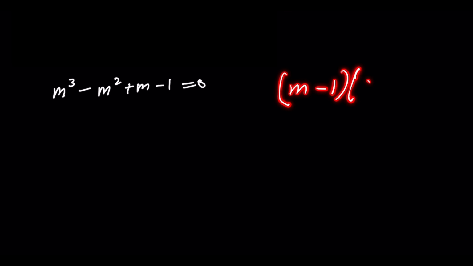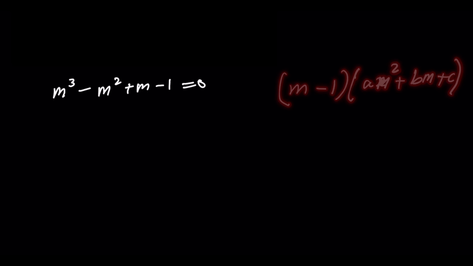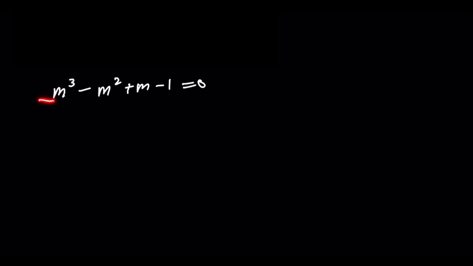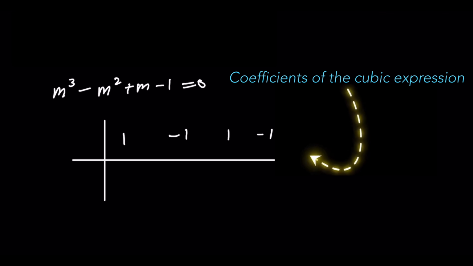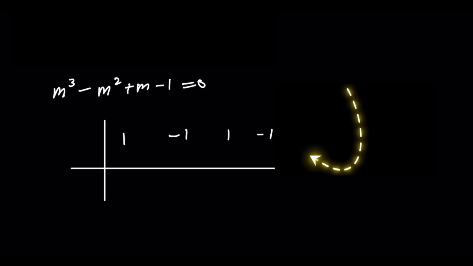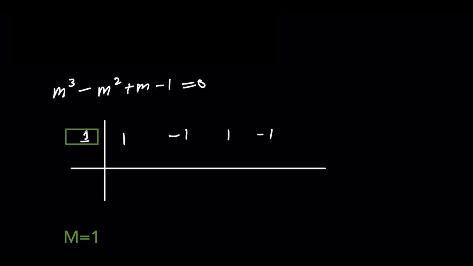To find the other two roots, we'll be carrying out the synthetic division. We'll be writing the coefficients of the auxiliary equation like this, and carry out synthetic division by writing the first solution, m is equal to 1 here. This comes as it is. It's going to multiply with 1, and it's going to be placed here.